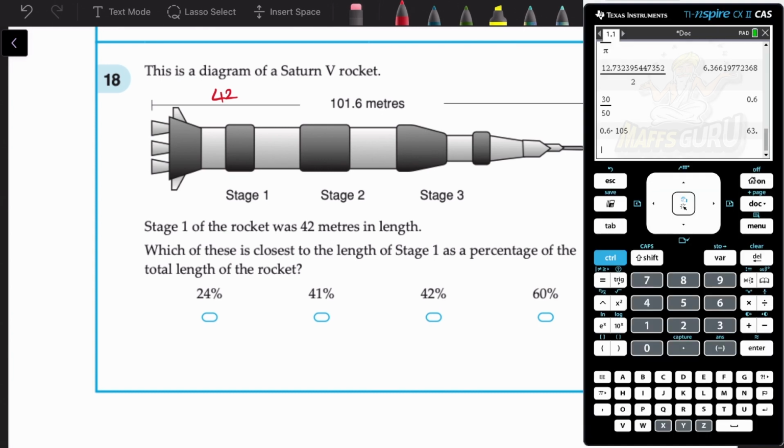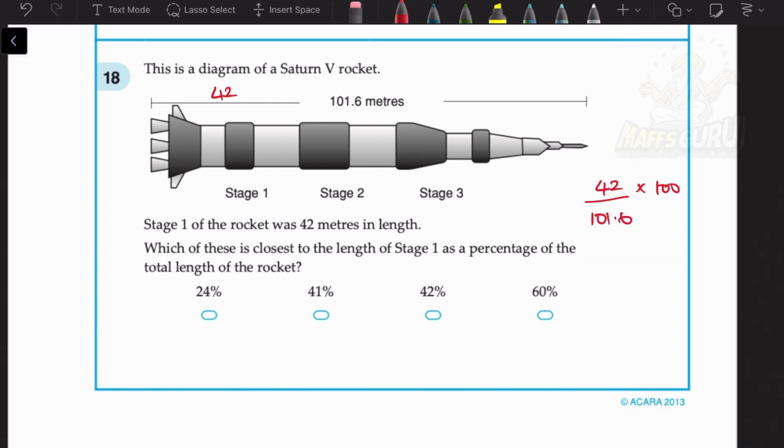So bringing up my calculator, and I've covered my question there, but I'll bring it back in a moment. 42 divided by 101.6, times that by 100, gives me roughly 41%. So if I turn that off, that's approximately 41.3%. And because it wants which is it closest to, it would be 41%.